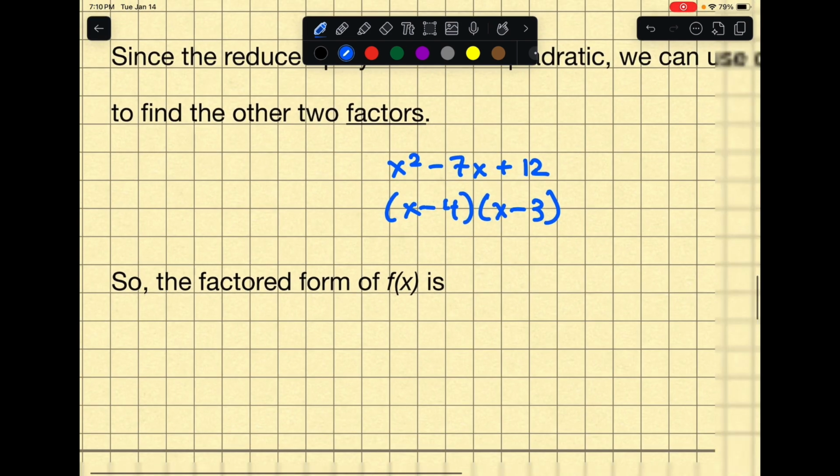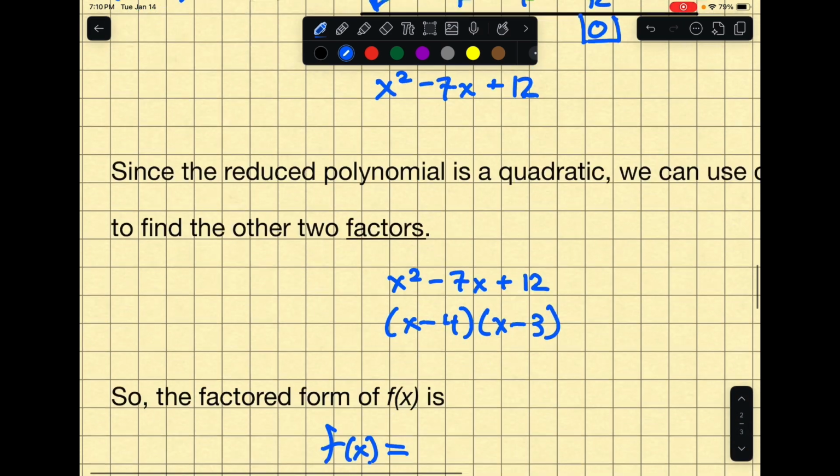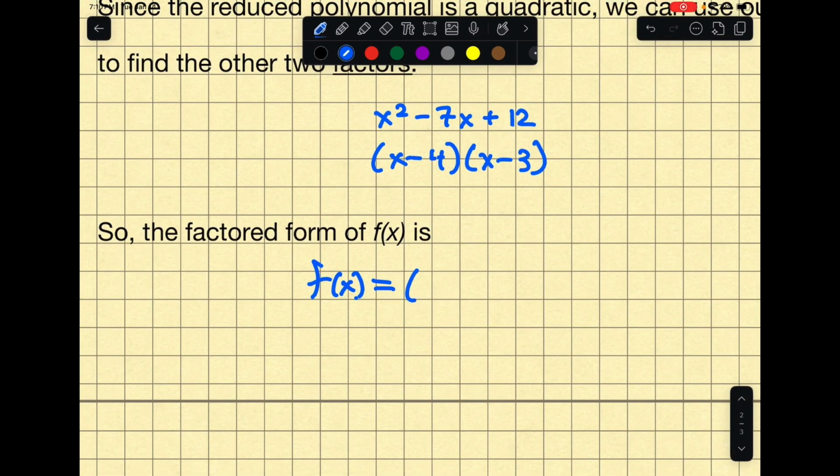So that means the factored form of f of x is equal to the first factor we found, which was x plus 1, times x minus 4 times x minus 3. So that's the factored form of the cubic. Let me know if you have any questions, guys, and I'll talk to you soon.